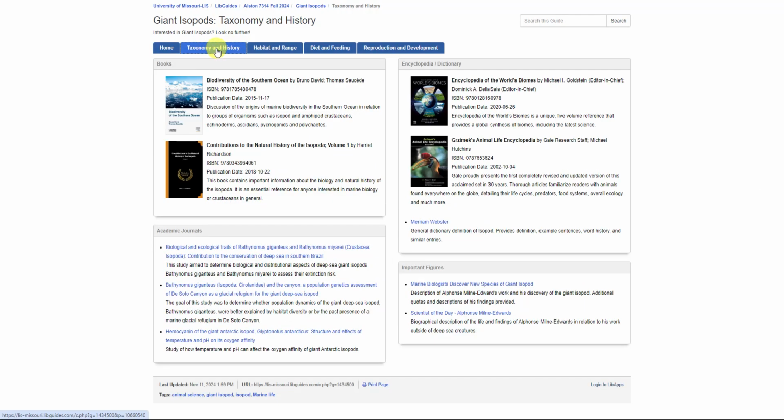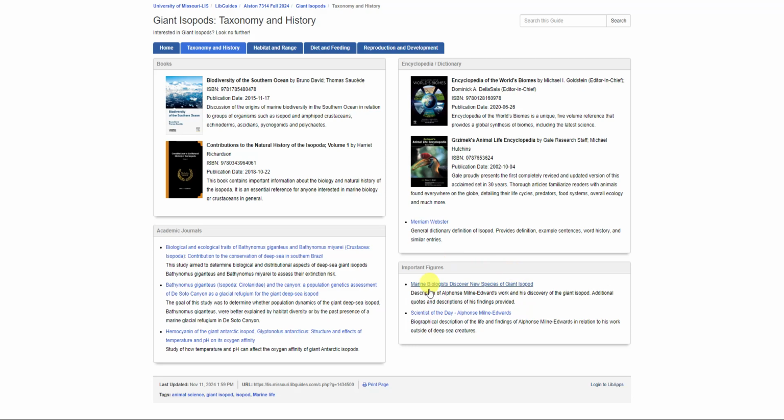Moving forward into taxonomy and history, we have 2 books on the topic, as well as 2 encyclopedias, which will help you get some more general information on giant isopods. And then we also have a dictionary definition for the term isopod. We also have 3 academic journals which are going to cover taxonomy, and they're all of course scholarly and peer-reviewed.